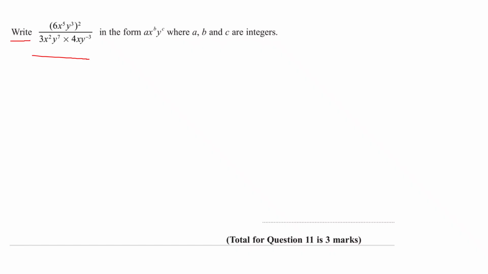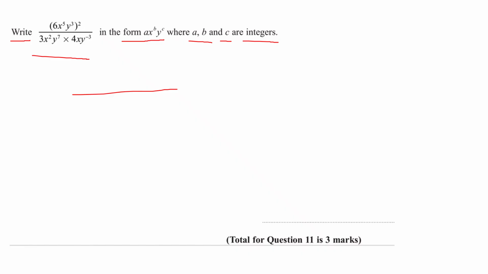So as to write this horrible looking fraction in the form ax to the power of b y to the c, where a, b and c are integers, meaning whole numbers. So step one, I'm looking at laws of indices. I'm going to work out the numerator first. So I'm squaring everything.